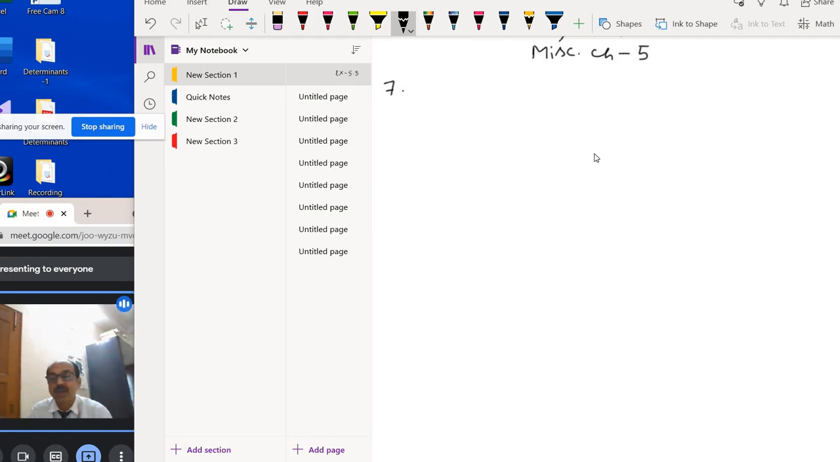Miscellaneous chapter 5, chapter complex number and quadratic equation, question number 7. So the question is solve x square minus 2x plus 3 by 2 equal to 0.